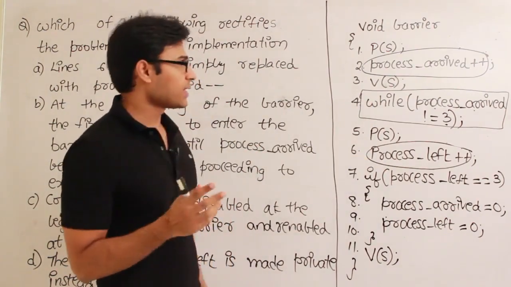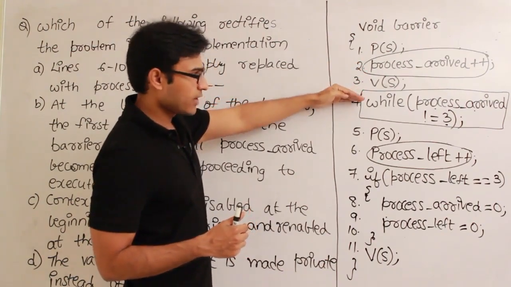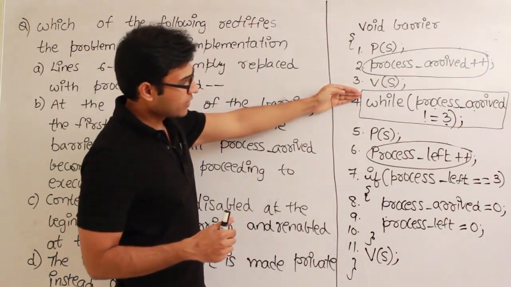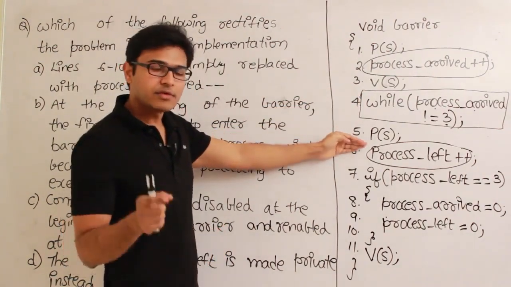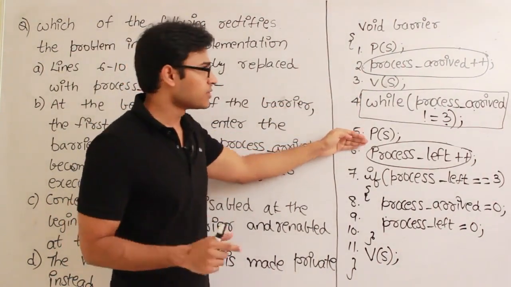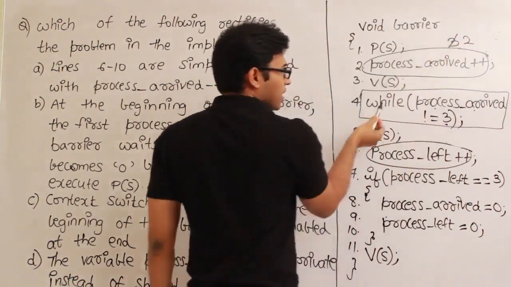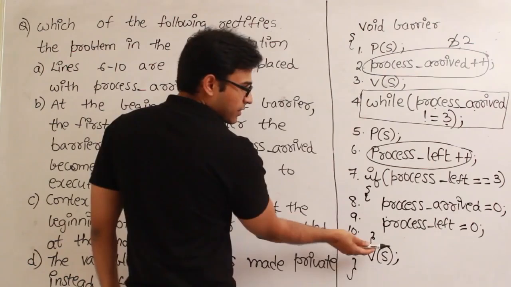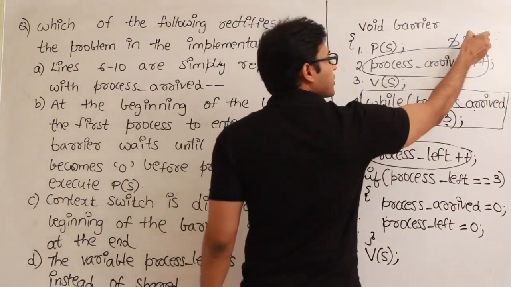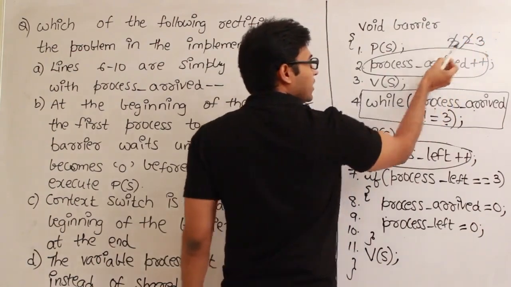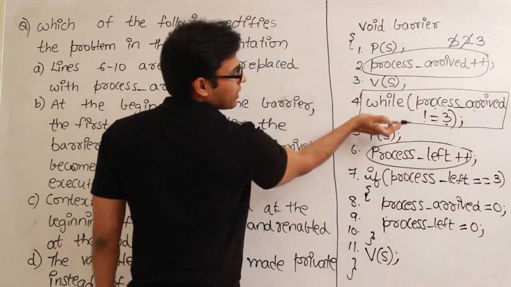But the problem with this is, understand this: assume that all the processes have arrived and now process arrived has become 3, and therefore everyone crosses this hurdle. The first one to cross out will try to make process arrived minus minus, which means initially its value is 3 and now it will make it 2, right? And then it exits the barrier, and if it tries to enter again, it will increment it, and this value will be 3 now, right? And therefore it will see that this while loop is broken, and again it will enter it.